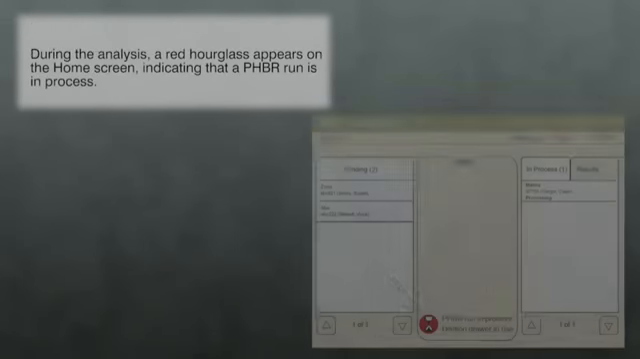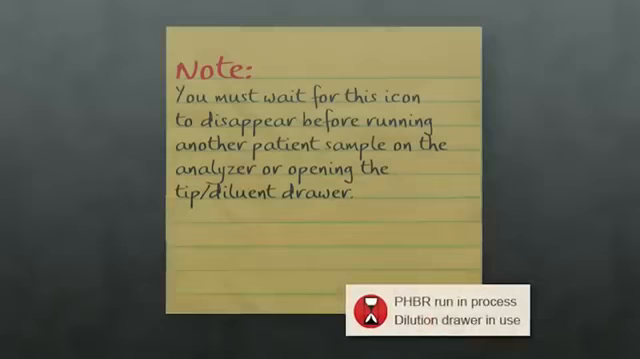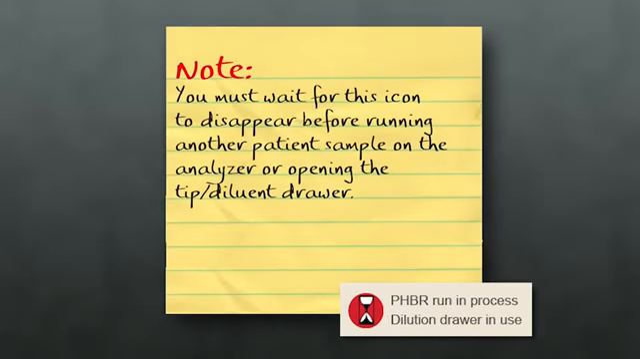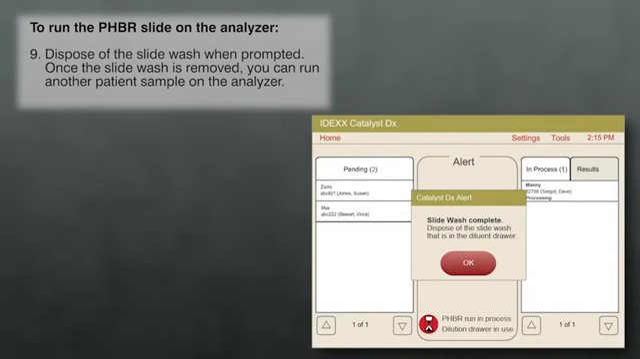During the analysis, a red hourglass appears on the home screen, indicating that a phenobarb run is in process. You must wait for this icon to disappear before running another patient sample on the analyzer, or opening the tip diluent drawer. When the slide wash is complete, a message will appear on the Catalyst indicating it is now safe to remove the slide wash.